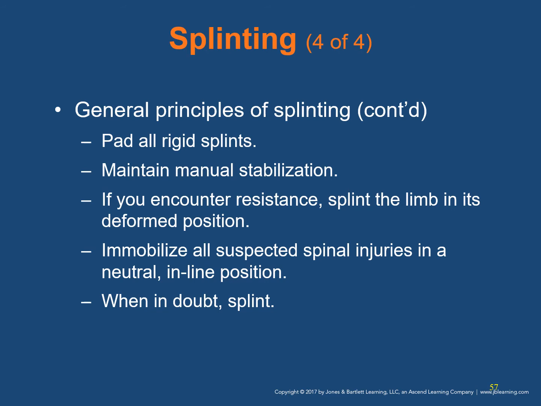If the fracture of a long bone shaft has resulted in severe deformity, use constant, gentle manual traction to align the limb so that it can be splinted. If you encounter resistance to limb alignment, splint the limb in its deformed position. Immobilize all suspected spinal injuries in a neutral, in-line position on a backboard. If the patient has signs of shock, align the limb in normal anatomic position and provide transport. When in doubt, splint.